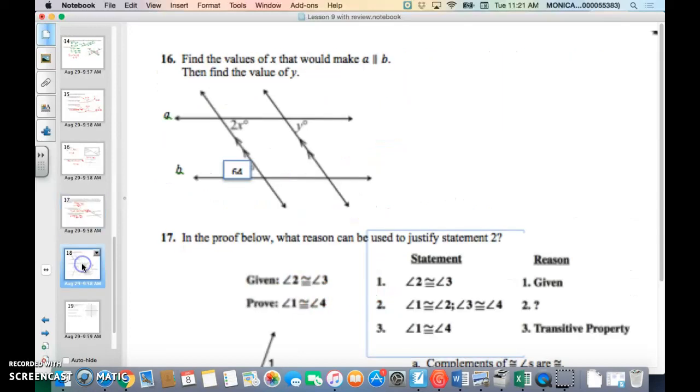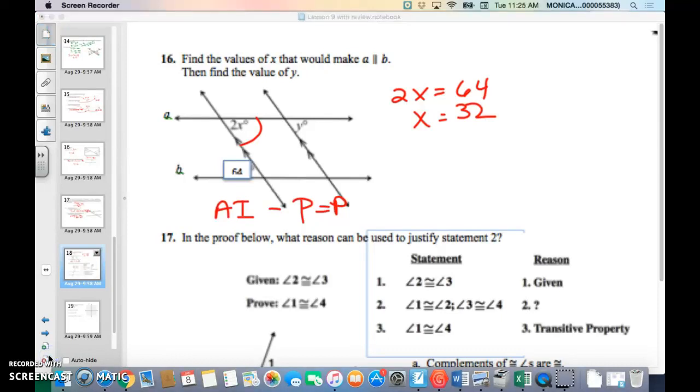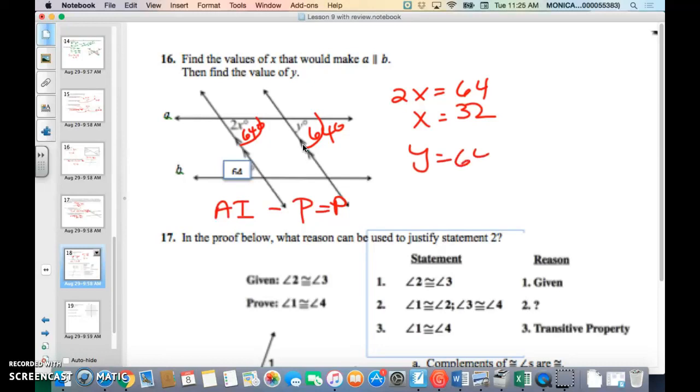All right, next. Find the value of x that would make A parallel to B. Well, we know that this is 64, so this is going to be equivalent because they're alternate interior. So it's part equals part. So 2x equals 64, so x equals 32. And then if you look at the relationship between here and here, these two are also going to be equal because of corresponding angles. So if x is 32, this whole angle is 64 degrees. So this one is also 64 degrees. So y equals 64 degrees.